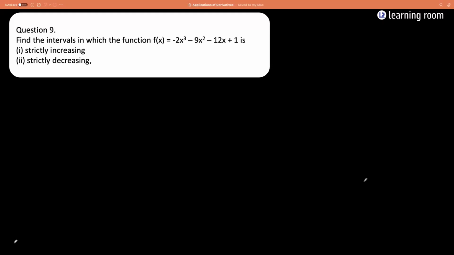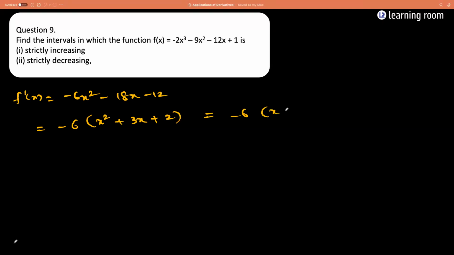Okay. Next. So what is the answer, guys? F dash of x is minus 6x square minus 18x minus 12. So that will be minus 6 into x square plus 3x plus 2. Tell me now.